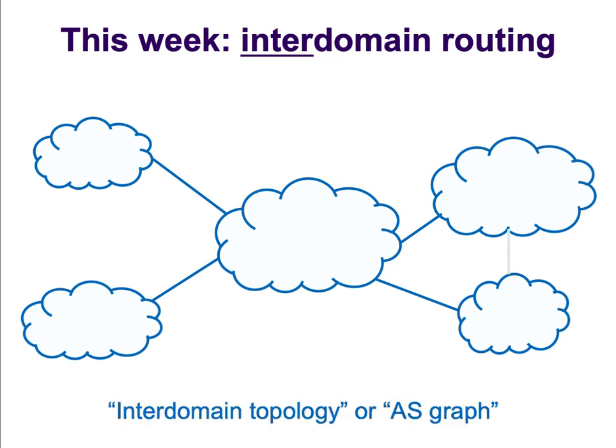Specifically, we're going to focus on this question of how do I find a path across this AS graph. So we're finally in the realm of doing an end-to-end path across the internet, across multiple ISPs.